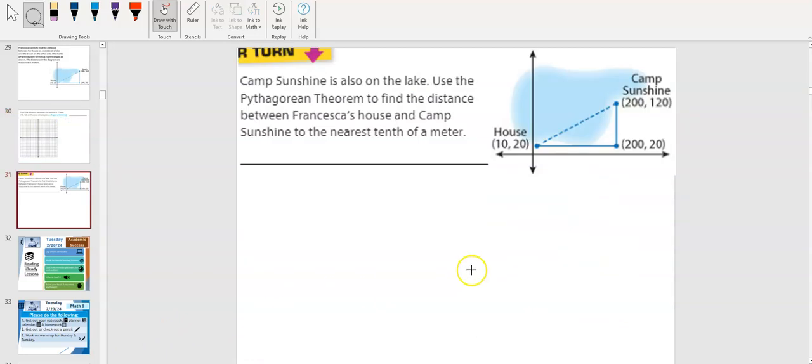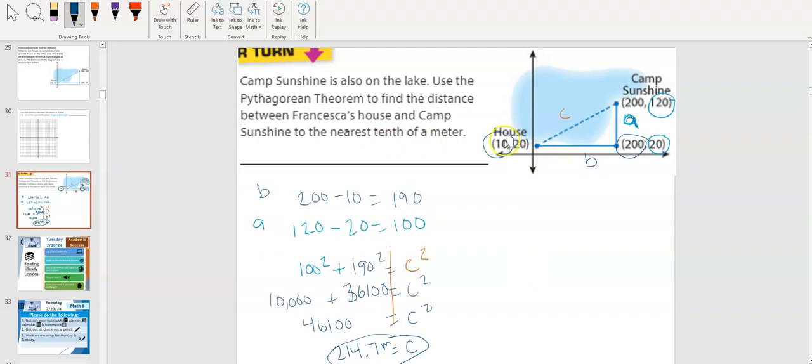So the last thing I want you to do is try out this problem right here on your own, and then you've done all the practice you need. Remember, sometimes they're going to give you the distance, sometimes you can count them on a coordinate plane, and sometimes they give you the coordinates and you have to do some subtraction to figure out the distance between them. But see if you can find the distance between the Camp Sunshine and this person's house, Francesca's house, to the nearest 1/10 of a meter.